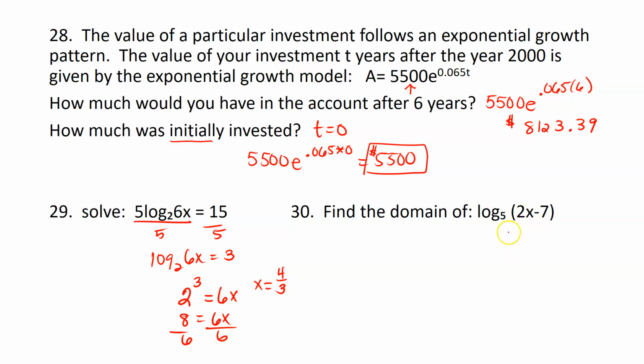You cannot take the logarithm of a negative. You cannot take the logarithm of 0. So to find the domain, you take whatever you're finding the log of and set it greater than 0. So x is greater than 7/2, which would be 7/2 to infinity.